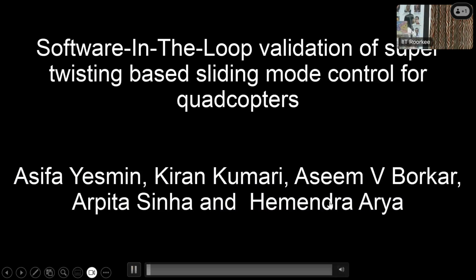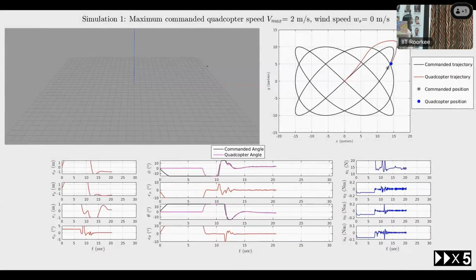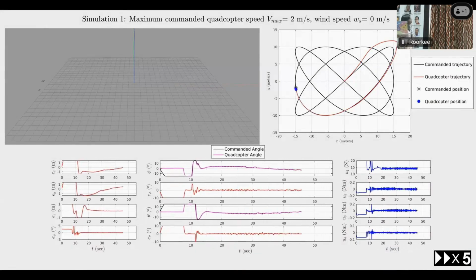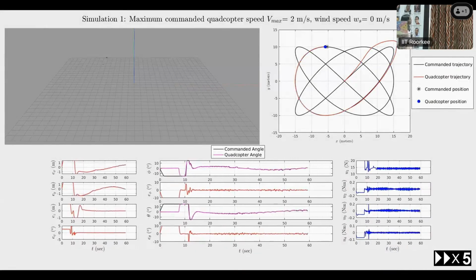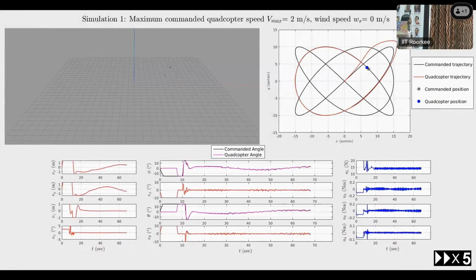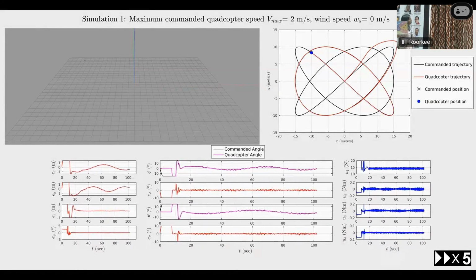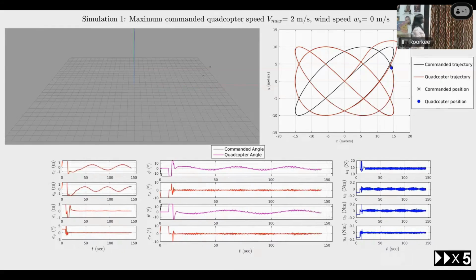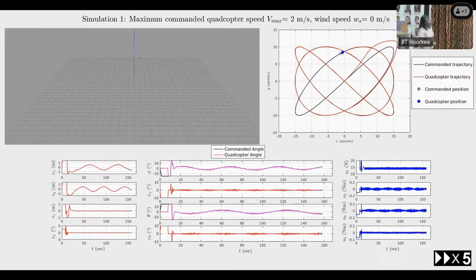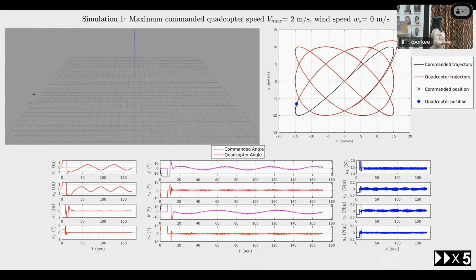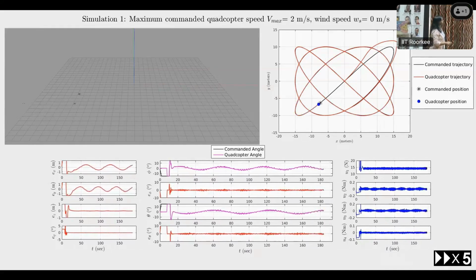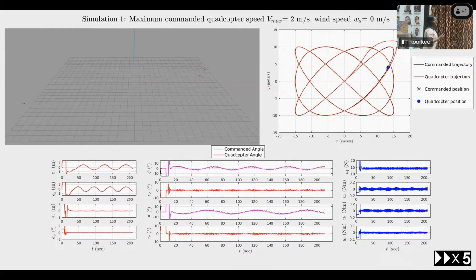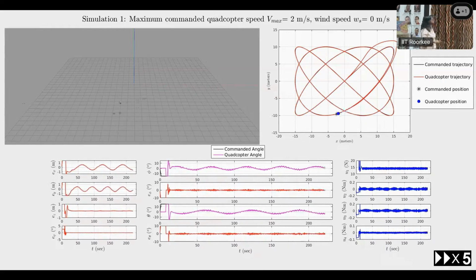So this is the video from the Gazebo environment, and this is the video from MATLAB. Here you can note that this is the Lissajous curve, and the black is the commanded trajectory, and red is the evolution with respect to time, and the angle and everything you can look at here. Previously it was with the no wind condition. This is the wind condition when wind is 0 basically. You can see that the tracking is very good, because we don't have any disturbance in the system.